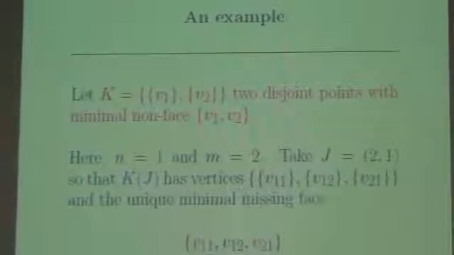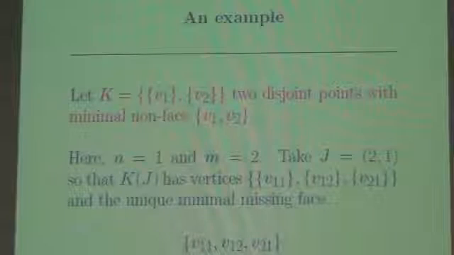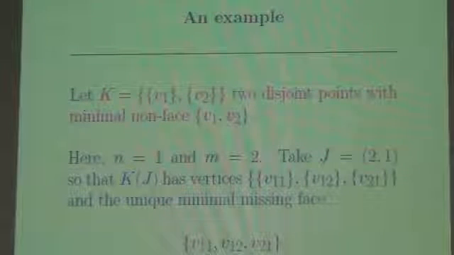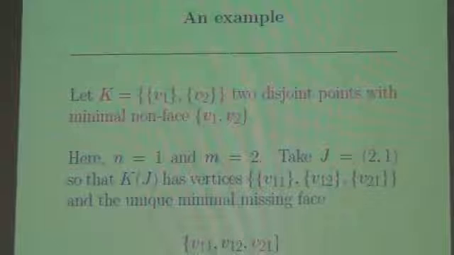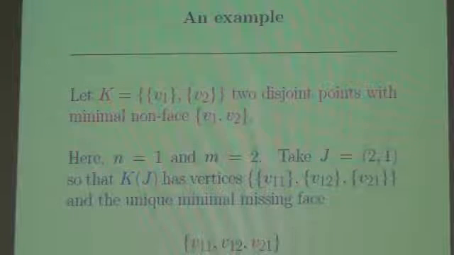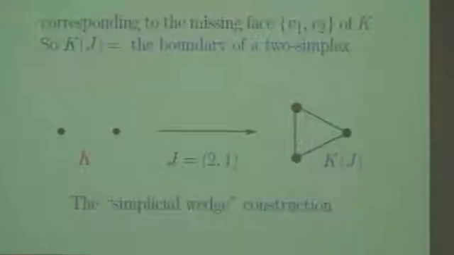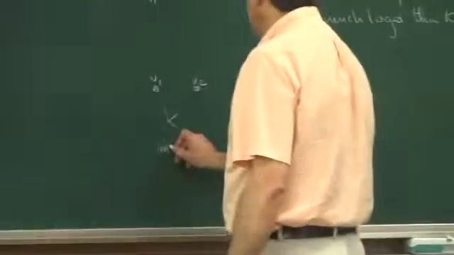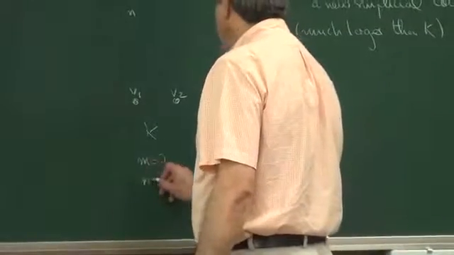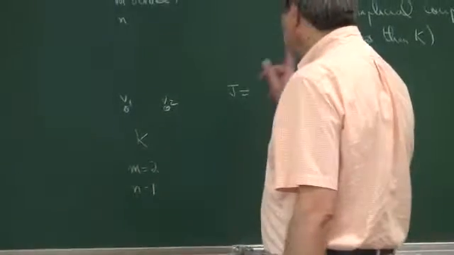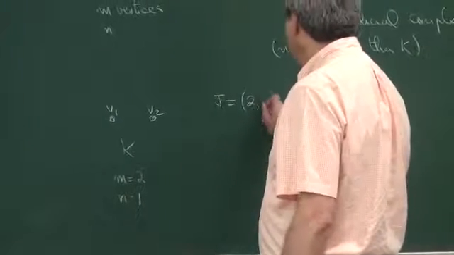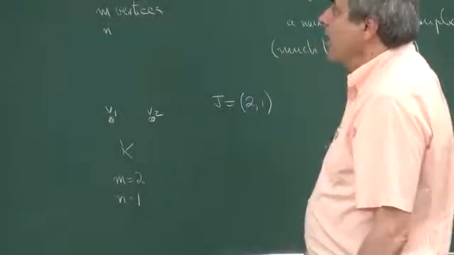Oh, sorry. Orientation problem. Here is a trivial example. So I start with K, two vertices, V1 and V2, and I'm going to take J to be (2, 1). Here, K is just two vertices, and J has to be of length M, so M equals 2, N equals 1. So J has to have two entries, and it's going to be (2, 1).